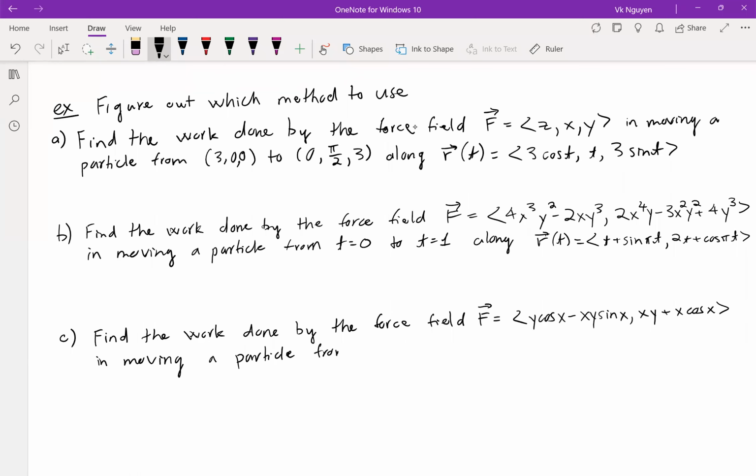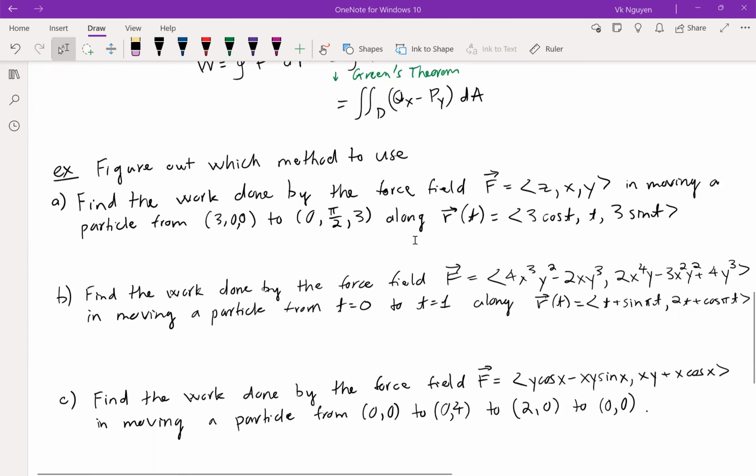from 0, 0 to 0, 4 to 2, 0 to 2, 0, 0. This one is going to be the first one. So they just call it general line integral.